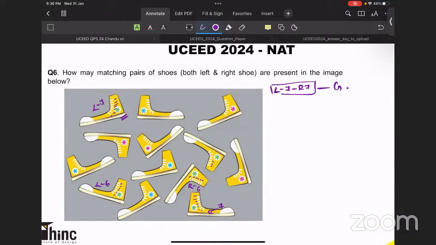1, 2, 3, 4, 5, 6, 7. This is R7. So we have an L6 and R6 for the green. Okay, so they could match. So we got 2 pairs from green.